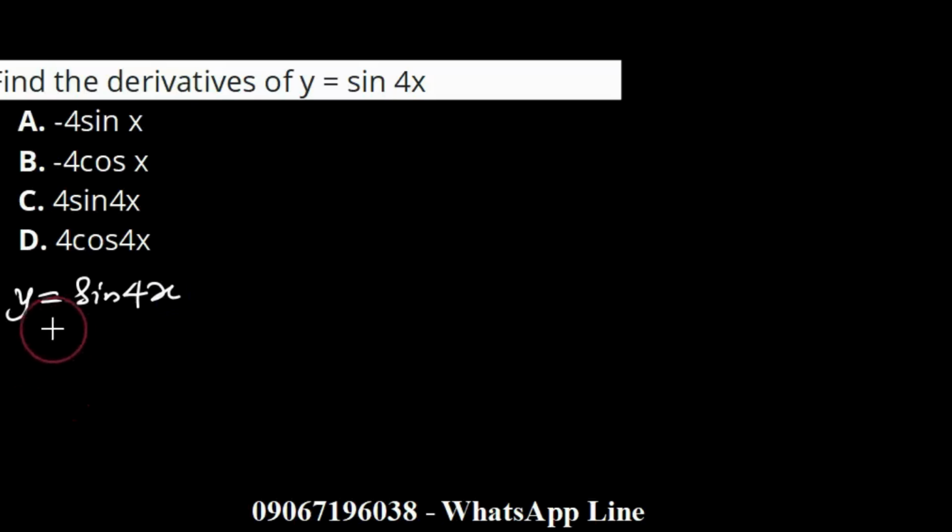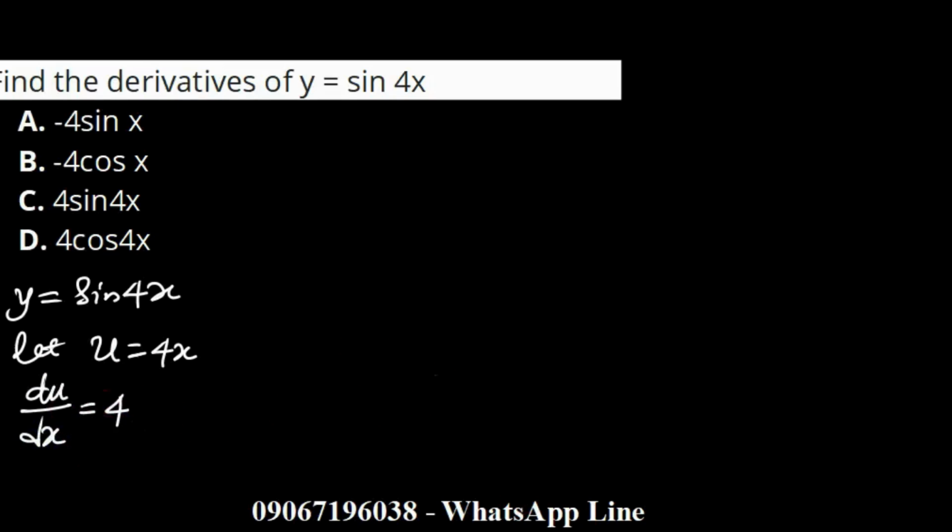So we're going to use the substitution method. We're going to say let u equal 4x. I want to substitute this. So y is equal to sine 4x, but let u equal 4x. I'm going to differentiate u with respect to x. du over dx is going to give me 4.